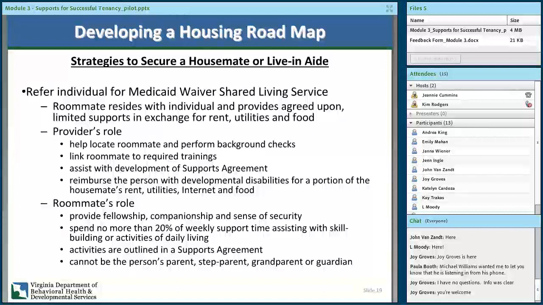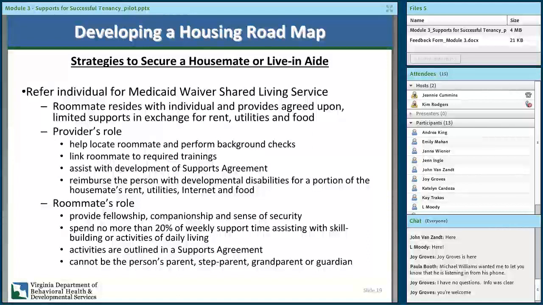The provider also serves as a fiscal agent and reimburses the individual for a portion of the roommate's housing expenses, including rent, utilities, internet, and food. The roommate is not an employee of the individual and is not compensated for providing supports, but may be employed outside of the shared living arrangement.